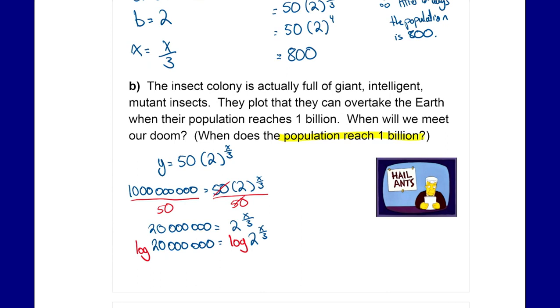There is a property when we're dealing with logarithms that when it's the log of a base to an exponent, this exponent can actually come down in front. So this is equivalent to log of 20 million is equal to x divided by 3 times log 2. Now log 2 and log 20 million are just values, so I can continue to solve for x by dividing both sides by log 2.